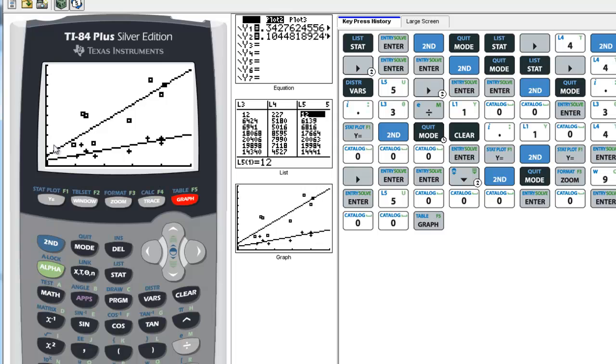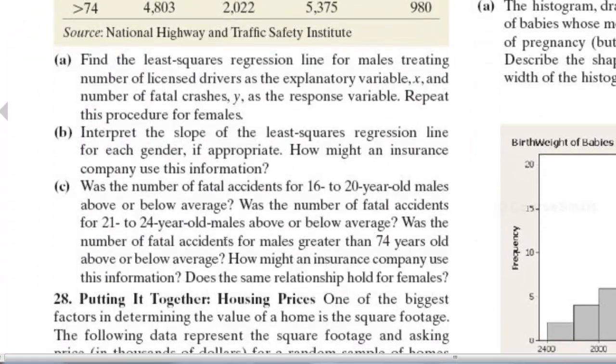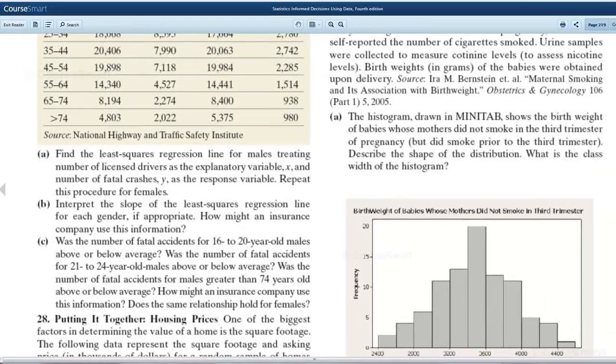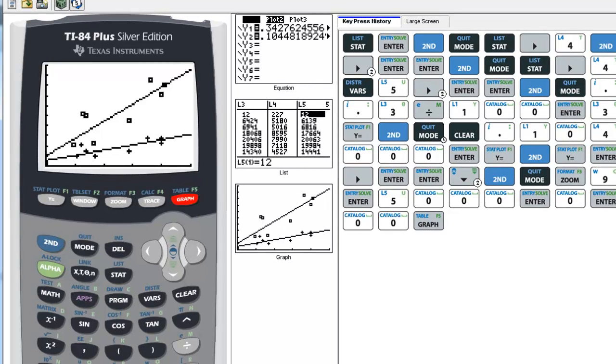And so if you recall, the square boxes are the male data, and so this line right here is the regression model for the male data, and this line right here is the regression model for the female data. Now, we were being asked in the problem here whether the number of fatal accidents for 16 to 20-year-old males was above or below average. So what we need to do is to navigate that particular data set and locate that data value and see where it is in relation to the regression line.